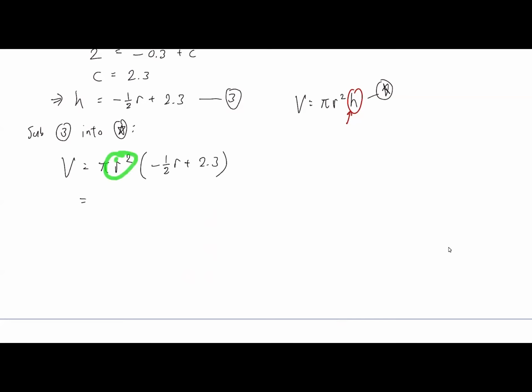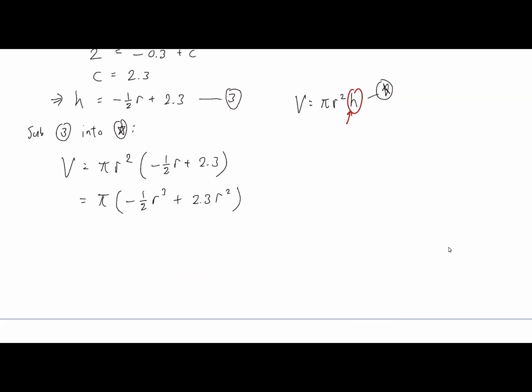You can keep it as a product and then differentiate with respect to r using product rule, but I don't like product rule. I would like to go for the simplest way possible, which is multiply the r squared inside. Then I proceed to differentiate. So I end up with negative half r cubed plus 2.3 r squared.